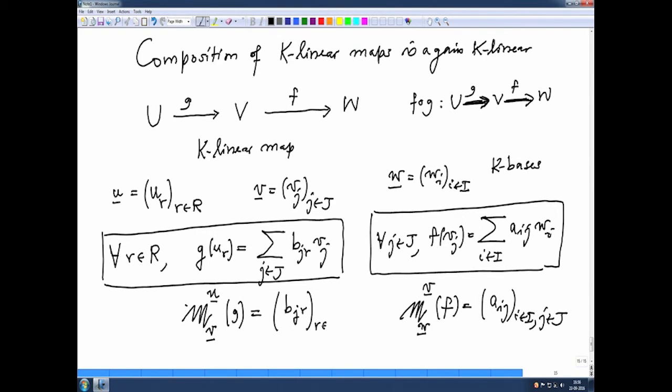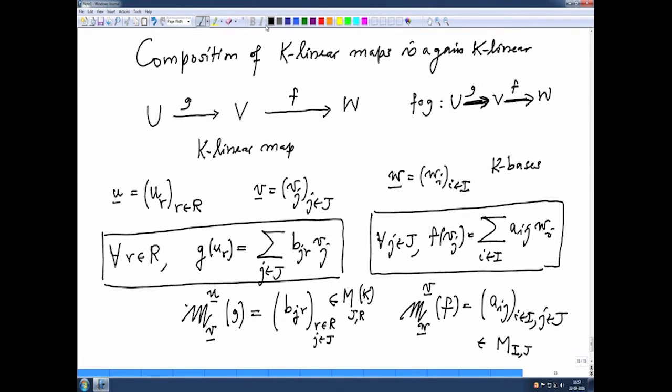R is in R, J is in J. So this is the matrix M_JR, and this is a matrix M_IJ. We already know how to define composition, and I want to write down the matrix of this now. So what will be the matrix of this?